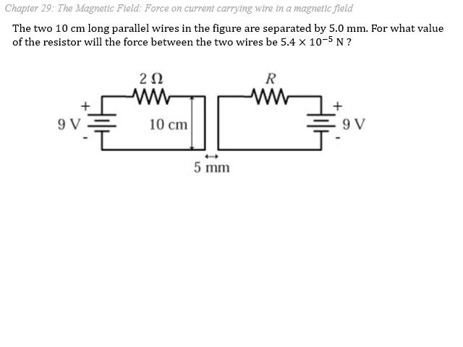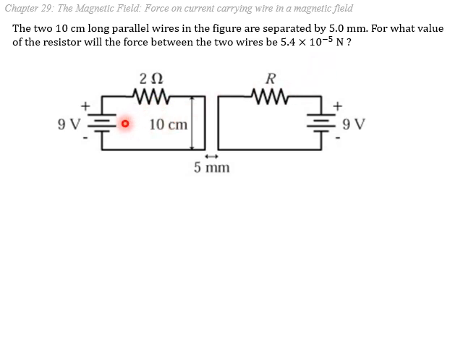Let's do an example now. We have two circuits. The one on the left has a 9-volt battery and a 2 ohm resistor. And the one on the right has a 9-volt battery and a resistor with a resistance we don't know. The vertical parts of the wires are 10 centimeters long and the two left and right ends are separated by 5 millimeters. What we're asking is, for what value of the resistor, so that's our resistor R, will the force between the wires be 5.4 times 10 to the minus 5 newtons?